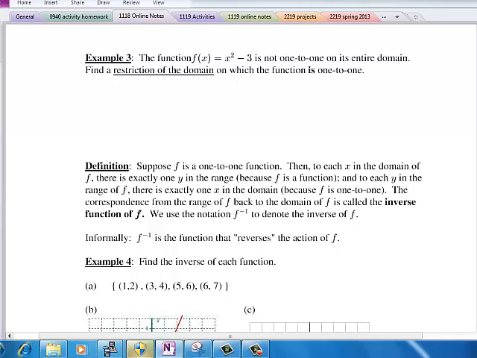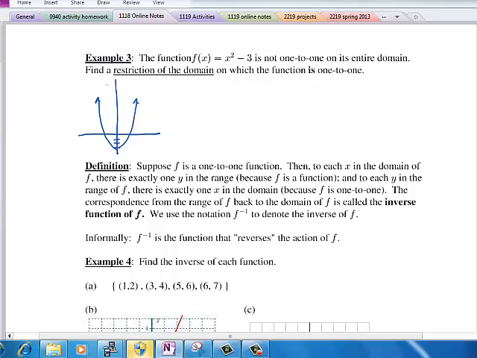So the function f of x equals x squared minus 3 is not one-to-one on its entire domain. You can think about the graph of that function. That's a parabola shifted down 3 units. So the graph looks like this. So just visually we can see, oh, that fails the horizontal line test, so it's not one-to-one.